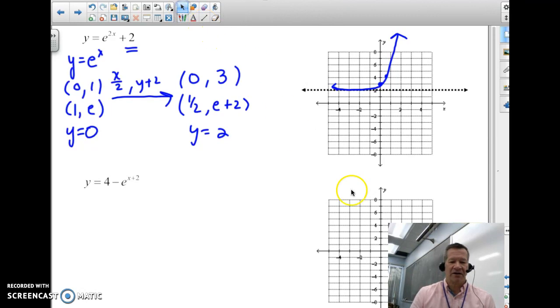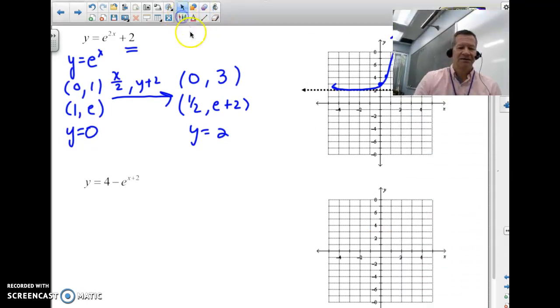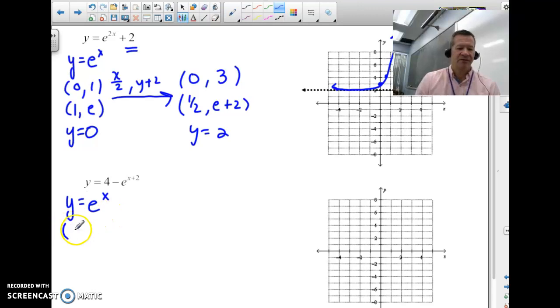One more and then we're out of here. 4 minus e to the x plus 2. So once again we see a base of e, so it's e to the x. Now be careful here. When you put 0 in, you get 1. When you put 1 in, you get e, and y equals 0 is your asymptote, same as before.